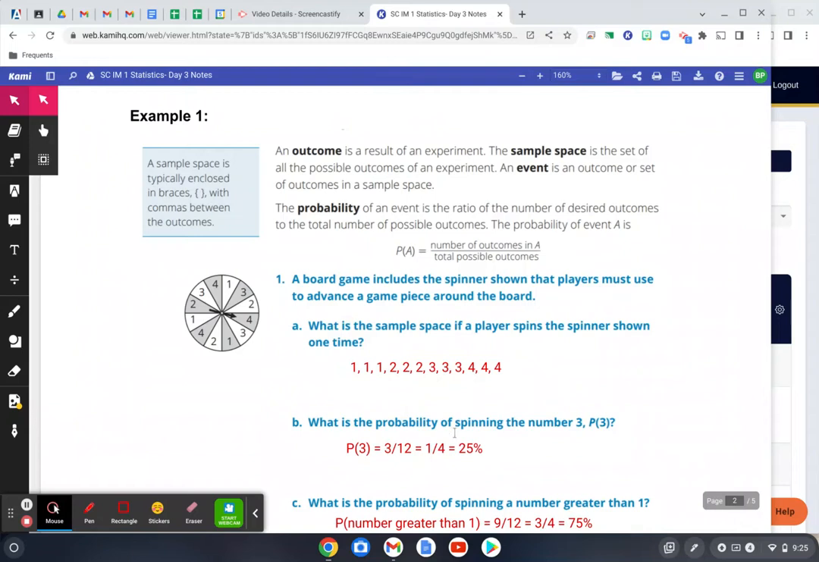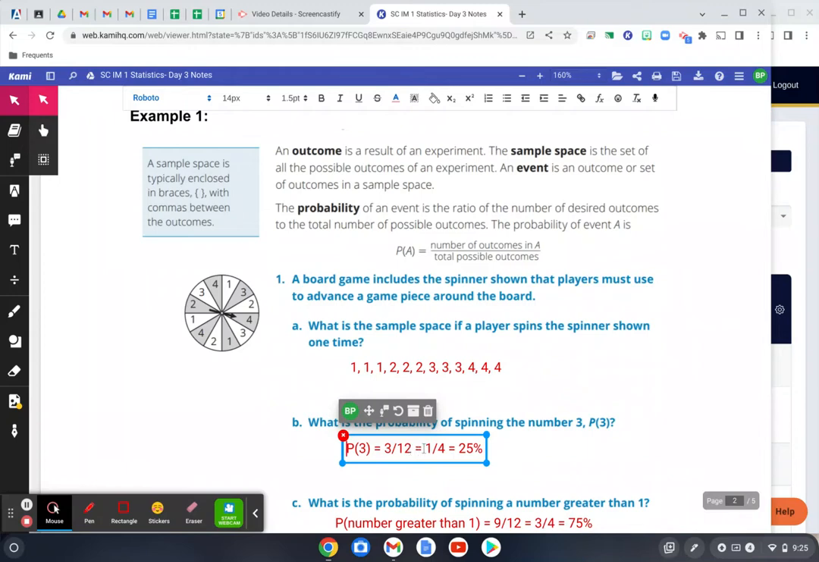Now, when it asks for the probability, in other words, the likelihood, if we look at the definition here, the probability of an event is the ratio of the number of desired outcomes to the total number of possible outcomes. So if we're considering the number 3 as the desired outcome, out of the total possible outcomes, if you count them here, that's going to be 12, right? Now, how many times does 3 occur? 3 times. So 3 out of the 12, that's going to be our probability of spinning a 3. And that comes out to a 25% probability.